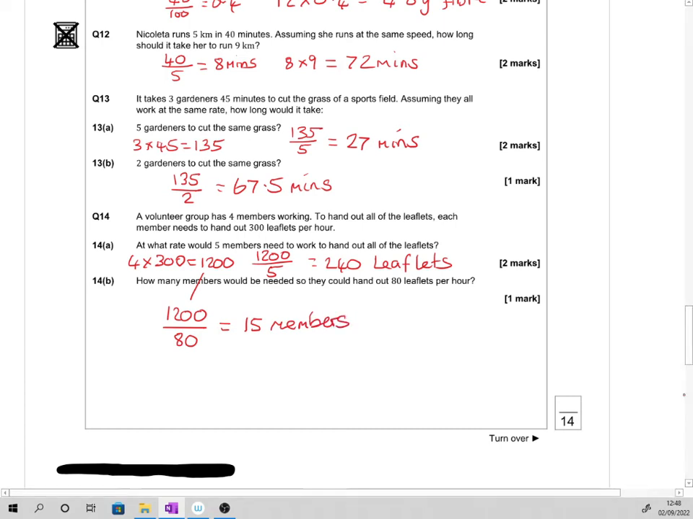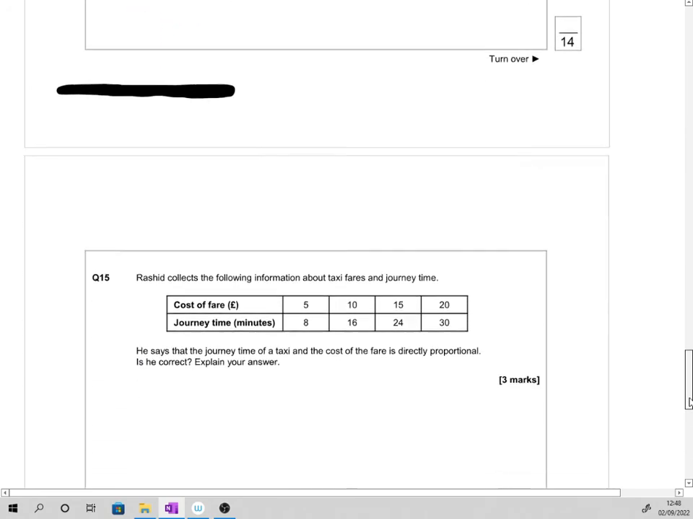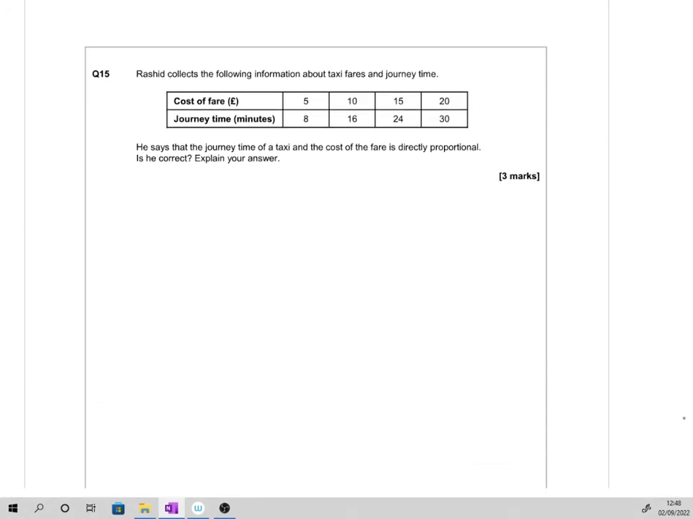Oh, right. We've got more. Here's the last one. Rashid collects the following information about taxi fares. He says that the journey time of a taxi and the cost of the fare is directly proportional. Is he correct?